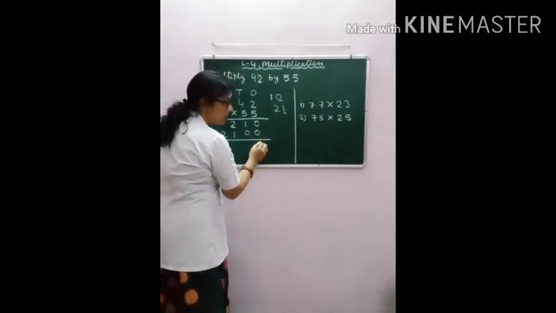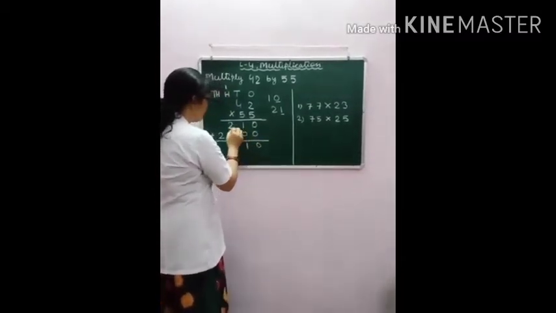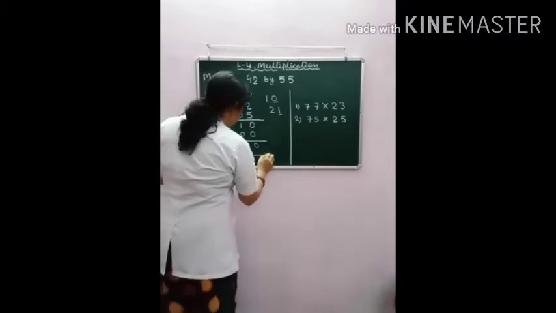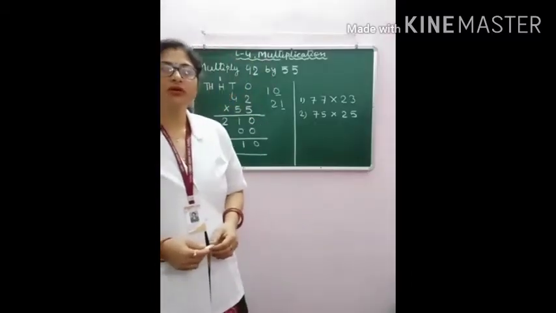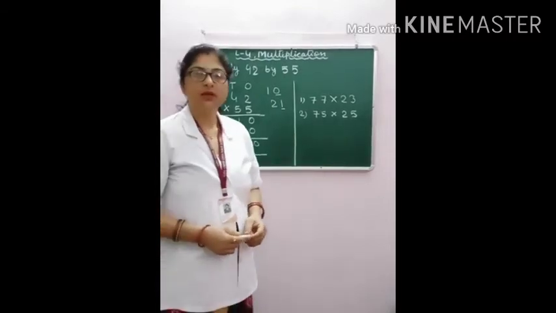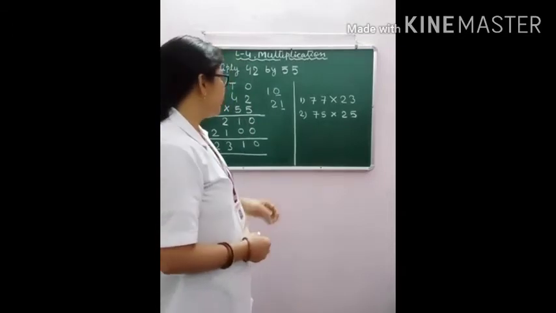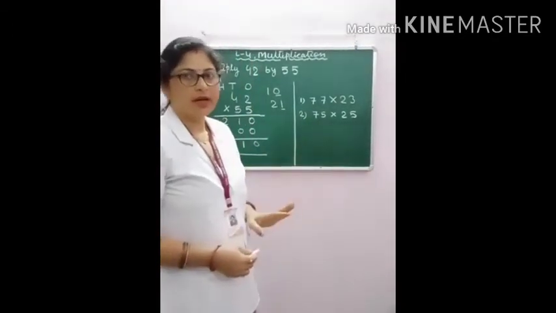Now start adding from the ones place. 0 plus 0 is 0. 1 plus 0 is 1. 2 plus 1 is 3. And 2 is 2. So this is the product of these two numbers. Children, in this way you can find out the product of a two-digit number by a two-digit number. For more practice, you can write down these sums in your notebook and practice at your home.